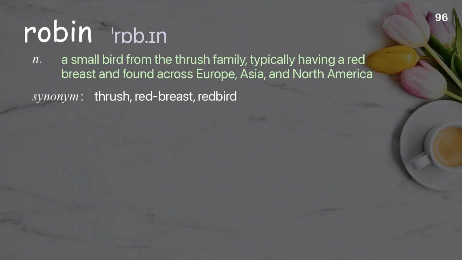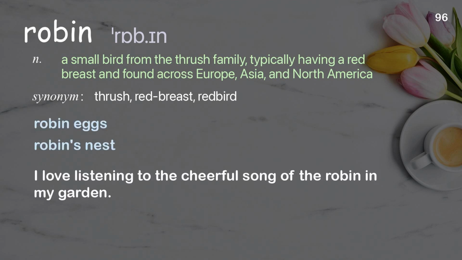Robin. A small bird from the thrush family, typically having a red breast and found across Europe, Asia, and North America. Examples: robin eggs. Robin's nest. I love listening to the cheerful song of the robin in my garden.